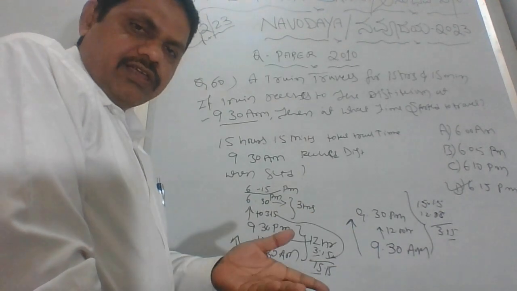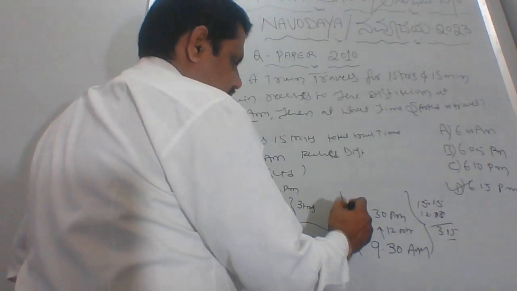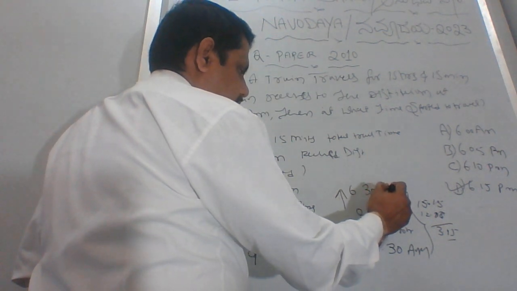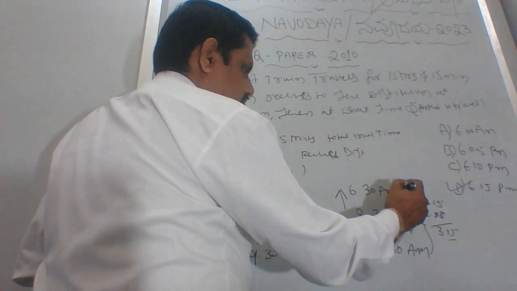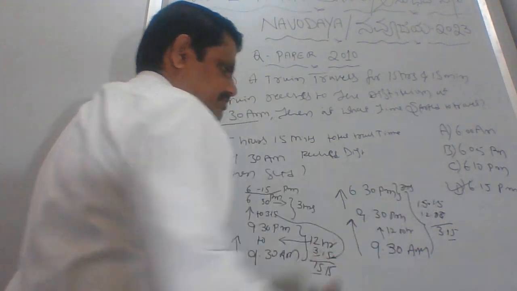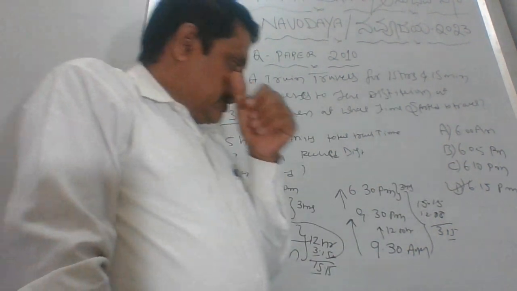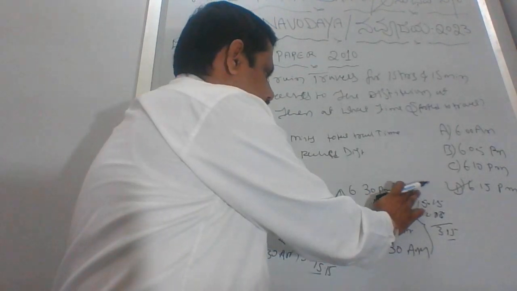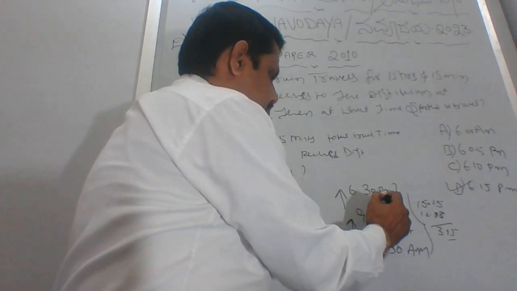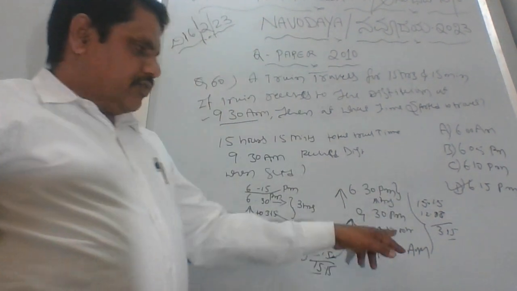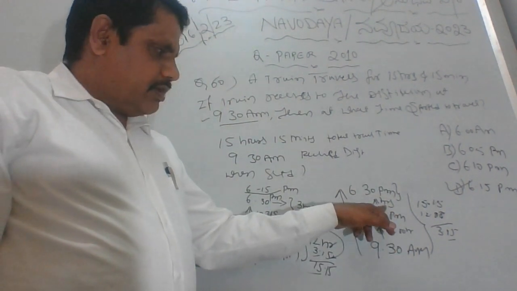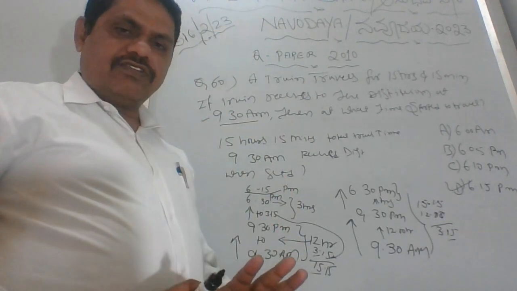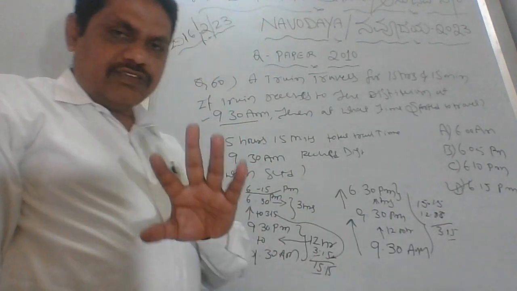9:30 minus 3 is how much? 6:30 p.m. So this covers 3 hours. Correct? So from here to here is 3 hours. So 12 hours is over, 3 hours is over. Then in total we have reached 15 hours in the calculation. Now again 15 minutes left.